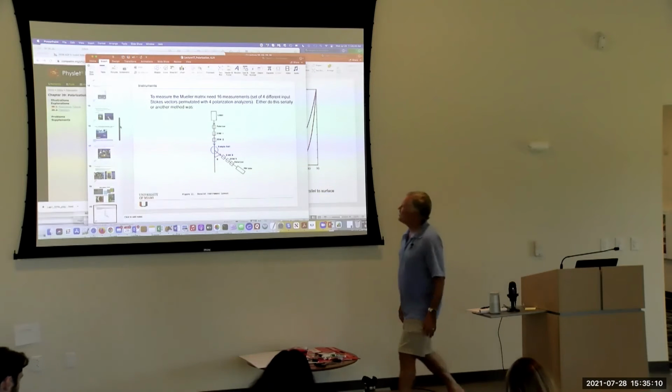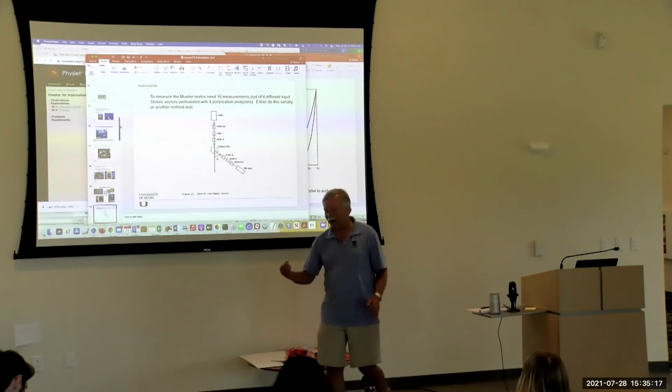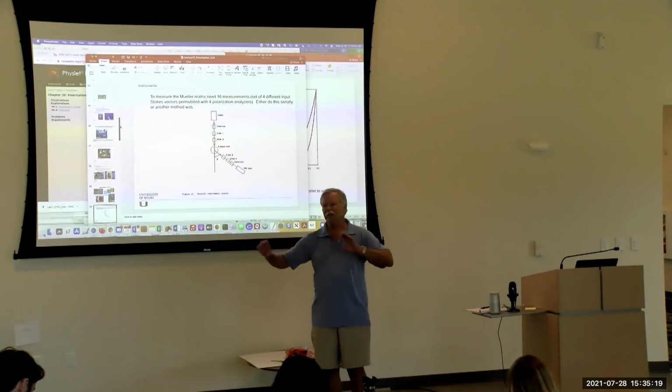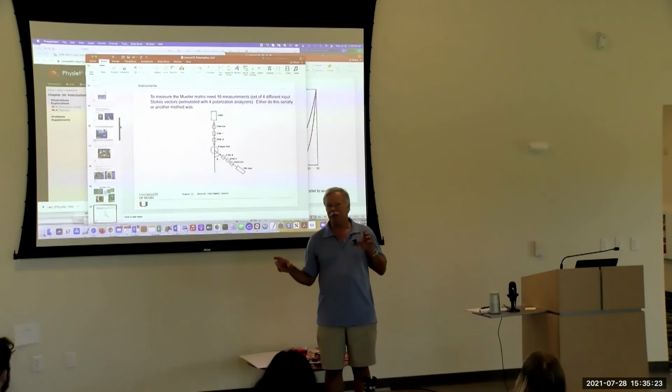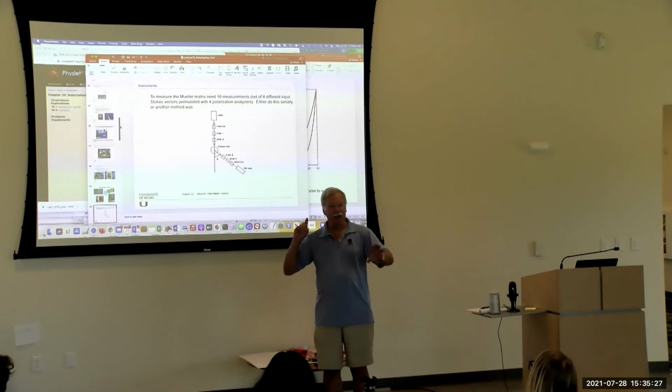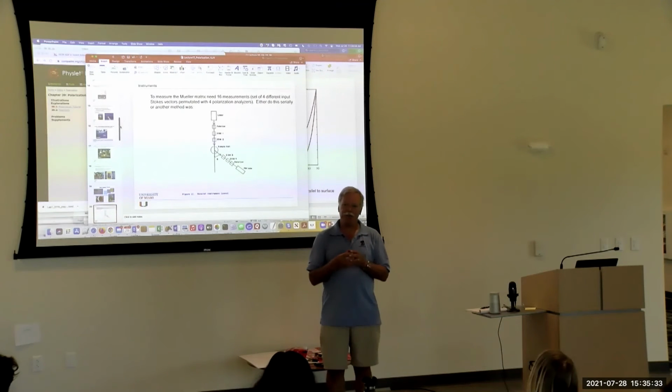I said to measure the Mueller matrix you needed 16 different measurements. One way to do it is by setting up polarizers on both sides and working your way through 16 of them. The first measurement I know of the Mueller matrix was George Beardsley of Oregon State, and that's what he did effectively.